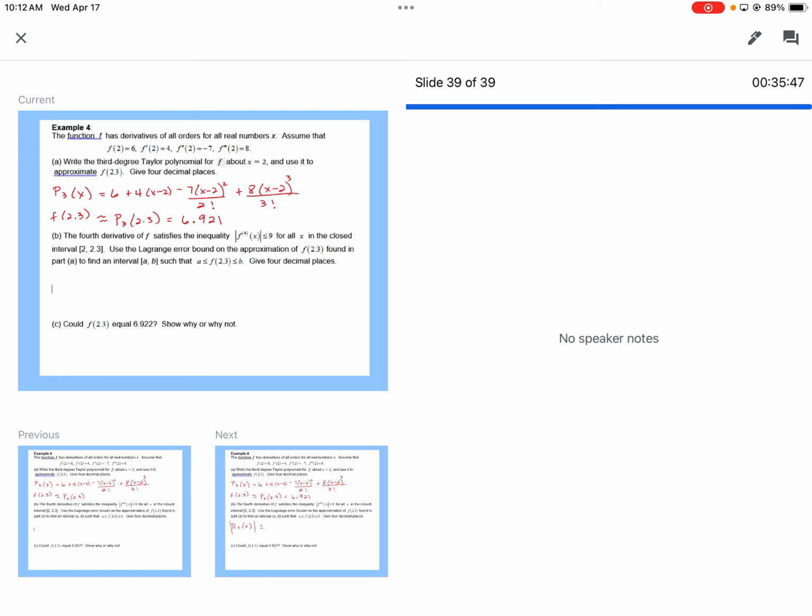Do you have to have the f of 2.3 in front of it? You get points? You should, because it says approximate f of 2.3. So if you've labeled nothing as f of 2.3, are you actually finding it? They're gonna beat you. Wait, so what is happening? This means we are approximating f of 2.3 using our polynomial p sub 3 by plugging it in.